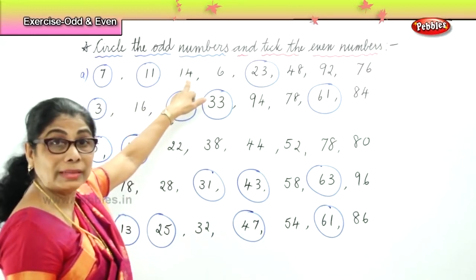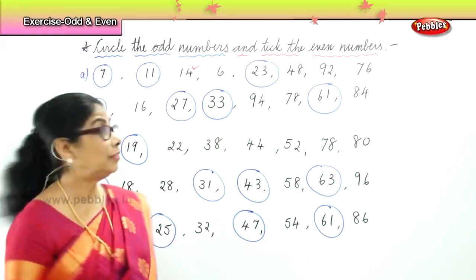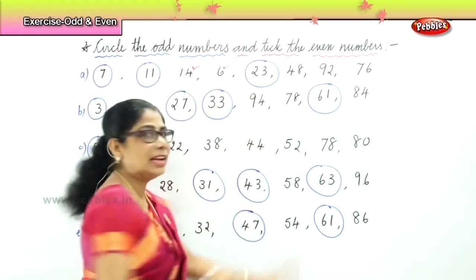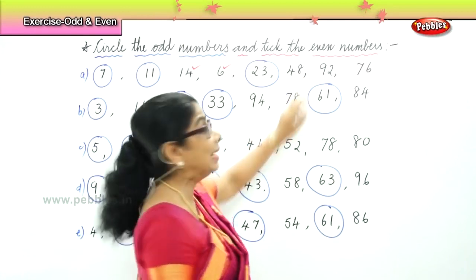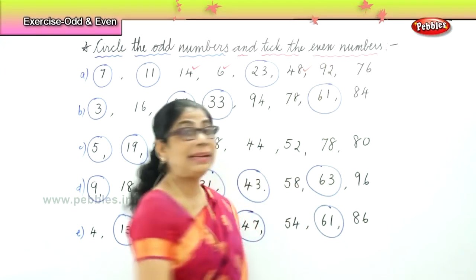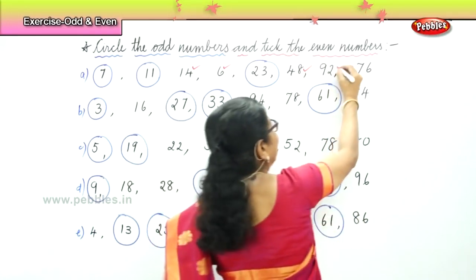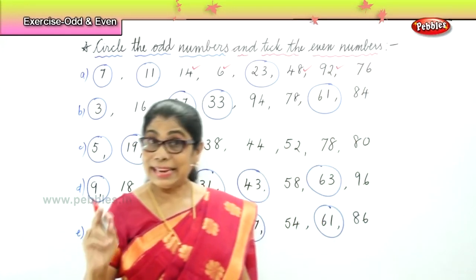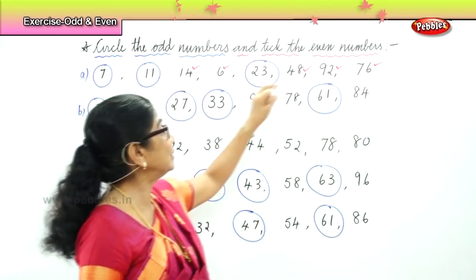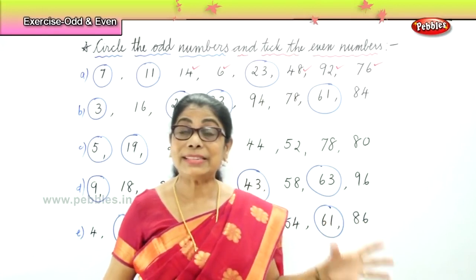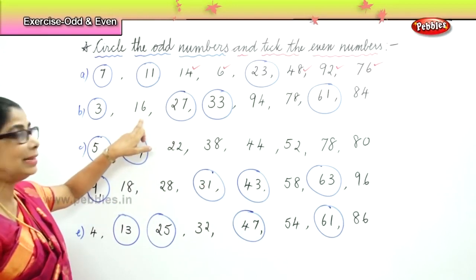Now let's look at 14. It's an even number. Nobody left out. 6 is an even number. It can be paired up. 48, ending in 8. It's an even number. 92, ending in 2, they can all have pairs, okay? And finally, you have 76, ending in 6, they all can be paired up. So, 14, 6, 48, 92, 76, they are all even numbers. They all have partners.